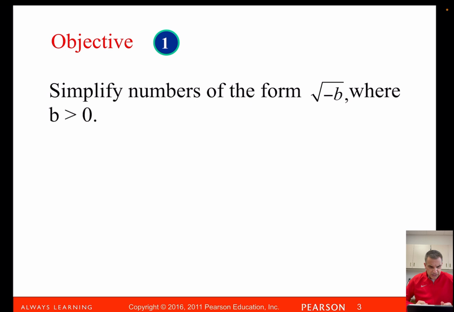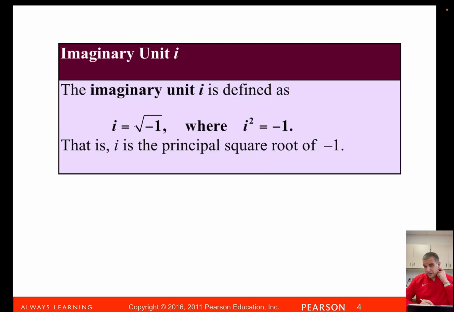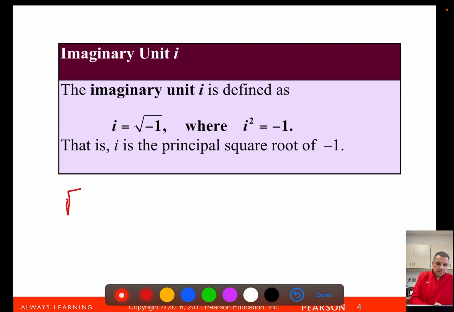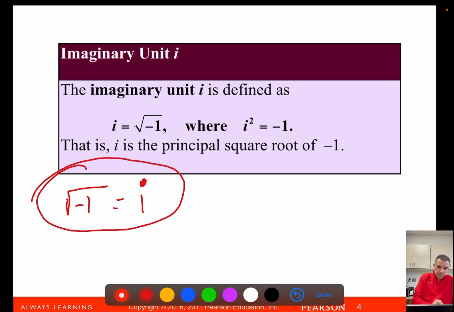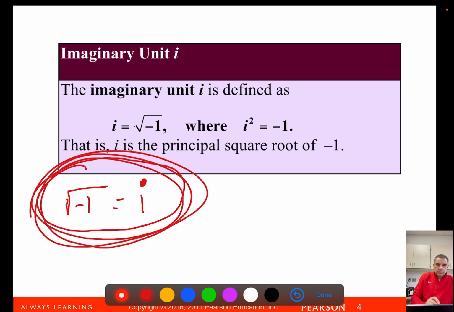So objective 1, we're going to simplify numbers that are in the form the negative square root of negative b, where b is greater than 0, obviously. So this is what we call an imaginary unit. An imaginary unit is defined as i equal to the square root of negative 1. So you'll see it this way more often than not. The square root of negative 1 is equal to i. You're always going to keep this in mind as we go through this chapter, that the square root of negative 1 is going to be i.